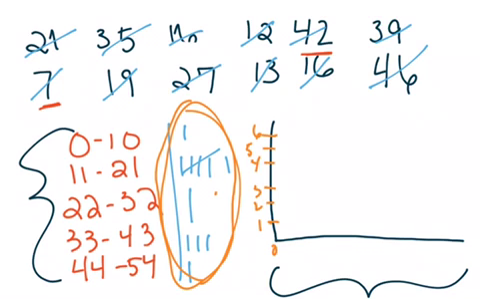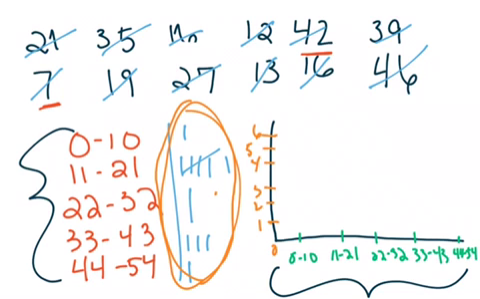Okay, so let's do our intervals. Right here we have 0 to 10. Next we have 11 to 21. 22 to 32. 33 to 43. And our last one is 44 to 54. Okay, so again, we build these with bars.